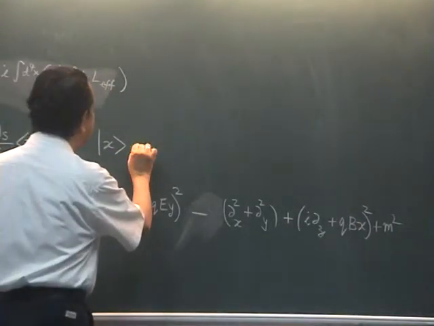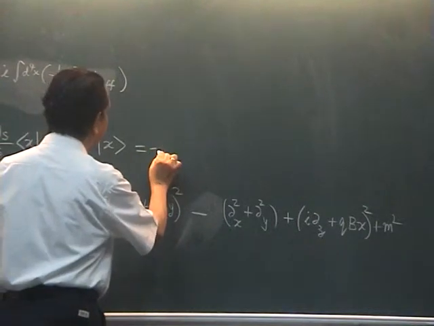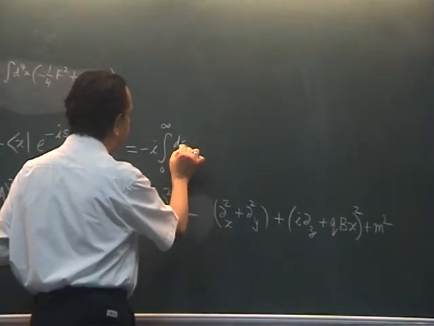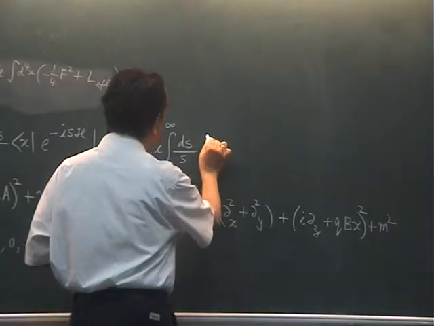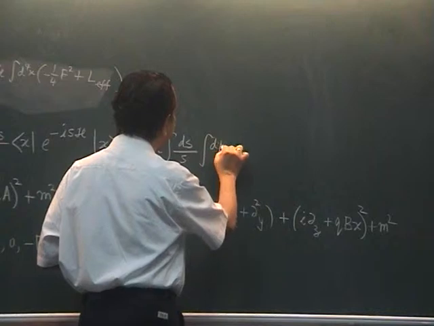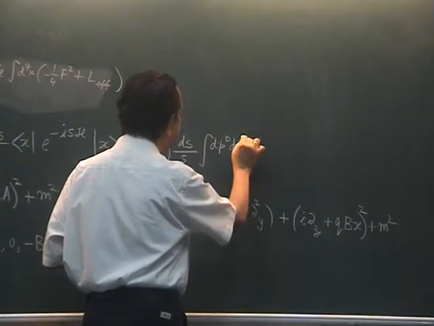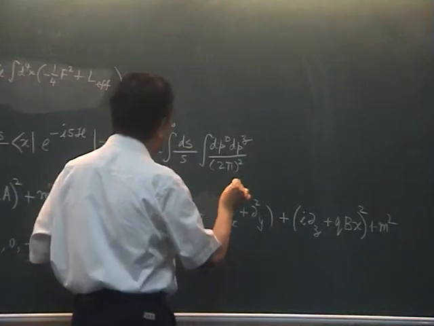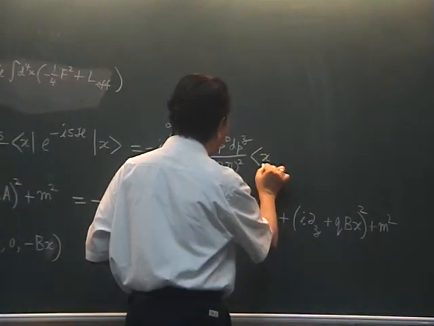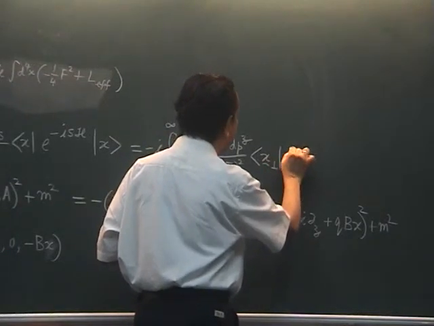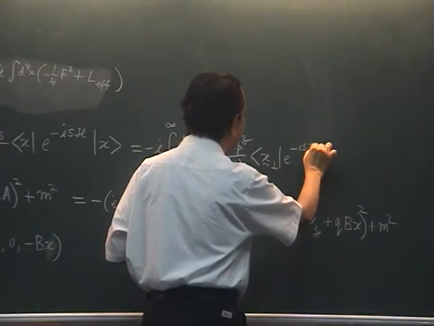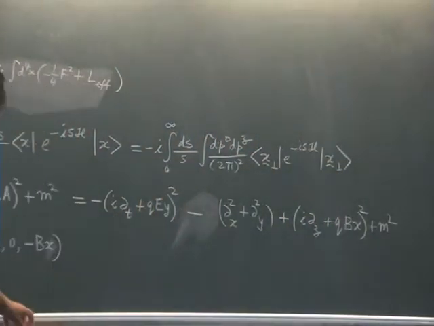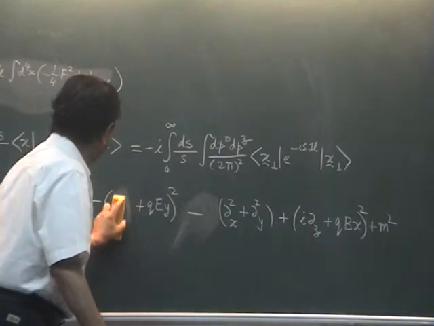Therefore, I can write this quantity as minus i integral 0 to infinity ds over s, and in evaluating this trace, I can now introduce dp, the time component, and a dp dz component, which are ignorable coordinates, 2 pi the whole square, and here I only need to put the transverse coordinates, which are x and y. x transpose e to the minus is H x transpose, and replacing this i dt by minus p0.